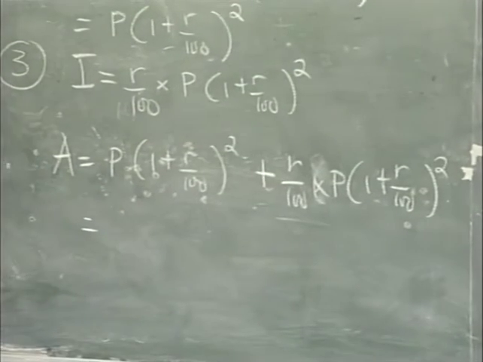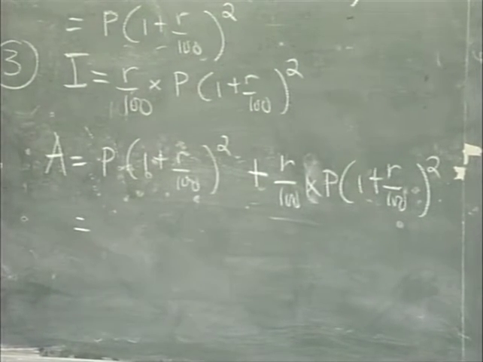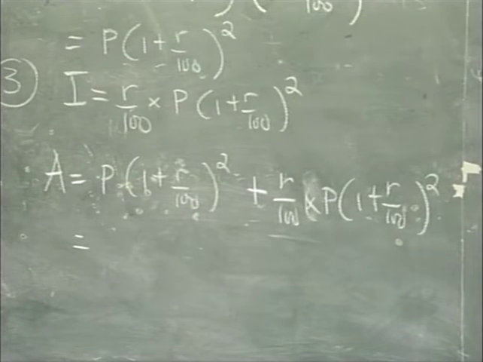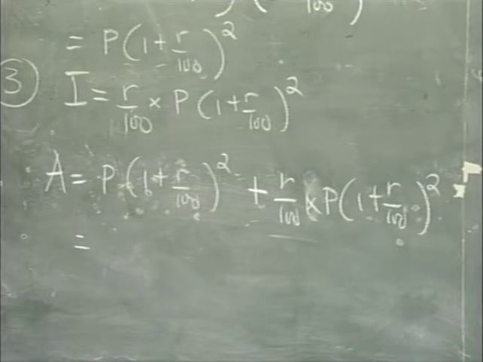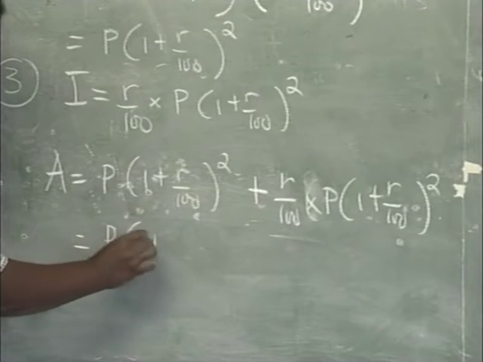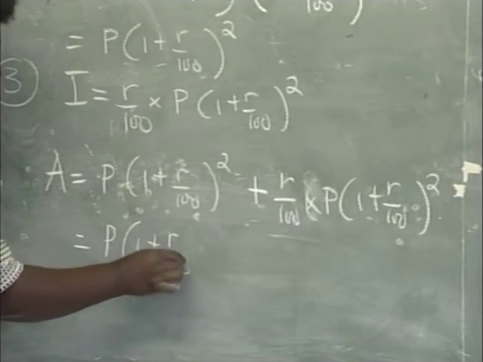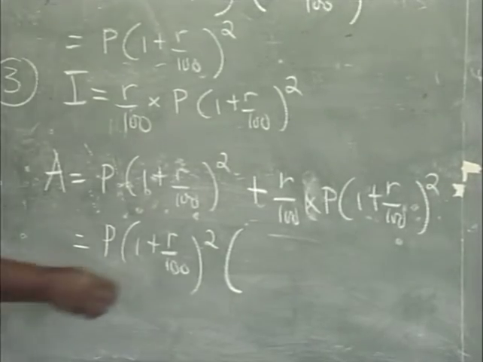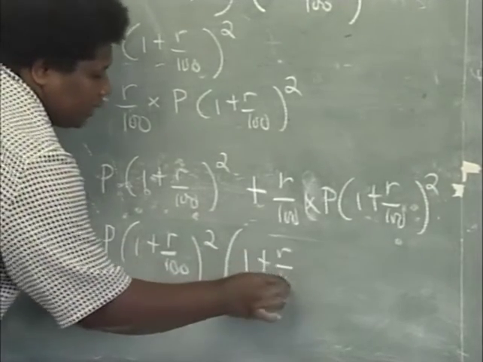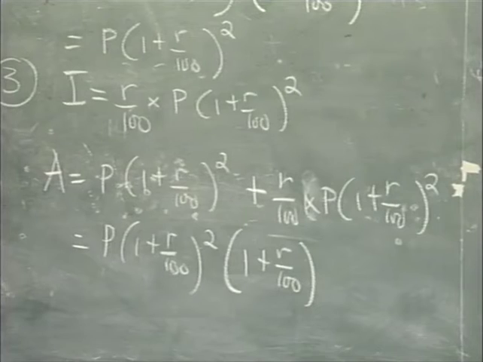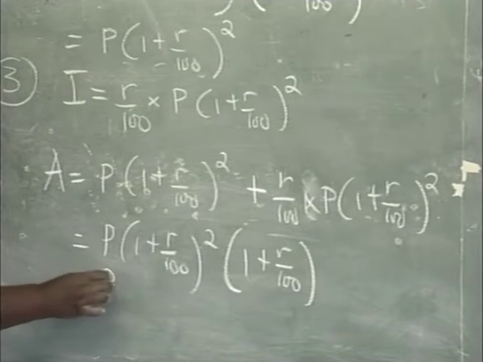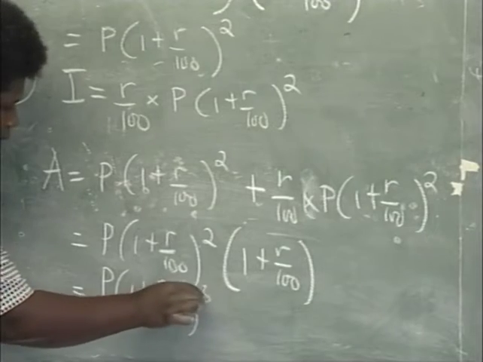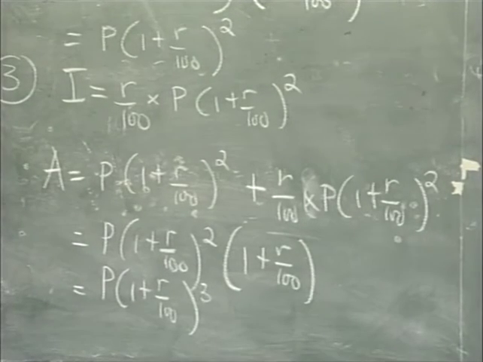Okay, factorize this for me. The common factor: P times 1 plus R over 100 squared. Times 1 plus R on 100, which is P times 1 plus R on 100 cubed. This is after 3 years.